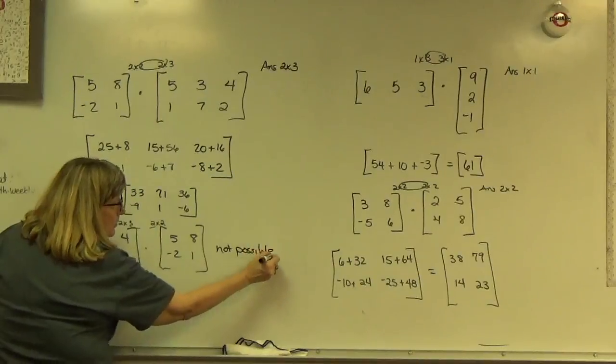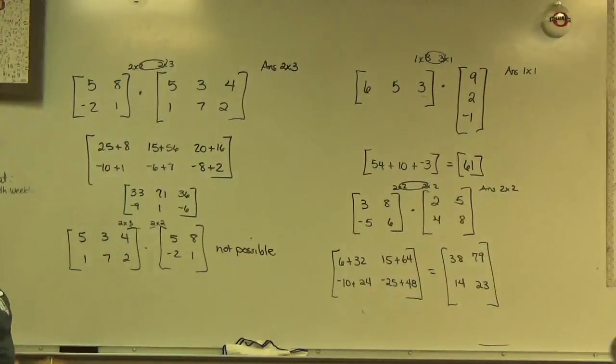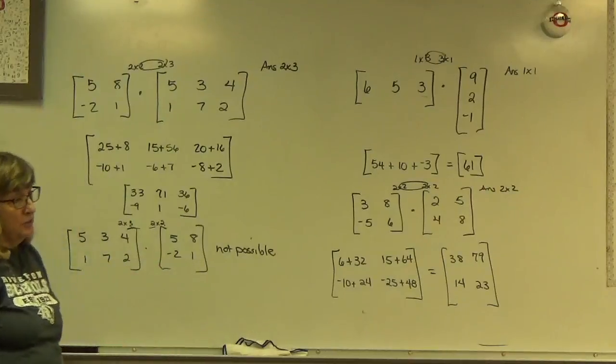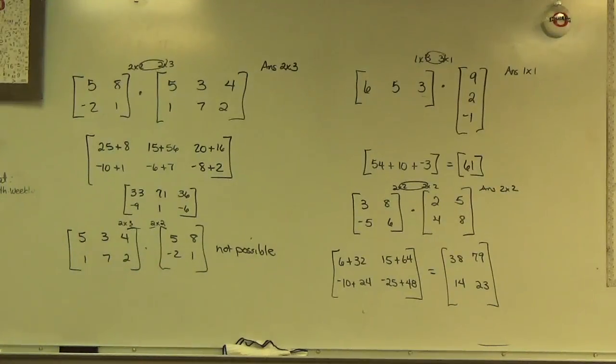So I wanted to do this to illustrate the commutative property. The commutative property in real numbers says 5 times 6 is the same thing as 6 times 5. But in matrices, can you multiply matrices and get the same thing? No. Sometimes you can multiply it, but you won't always get the same answer. But this illustrates that it's not even possible on some of them.